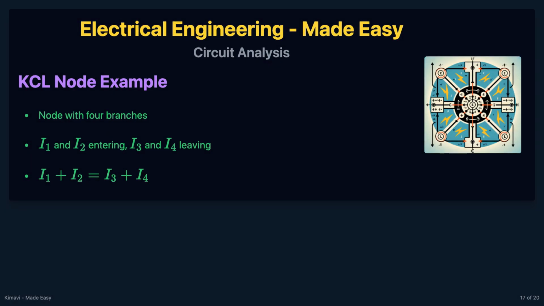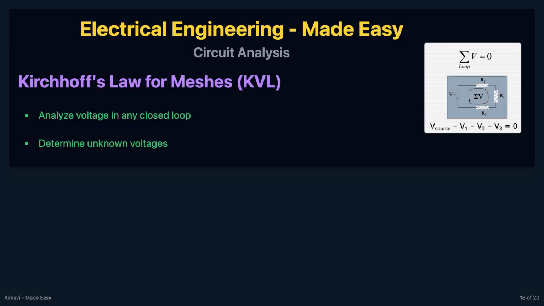In a circuit with a node where four branches meet, with currents I1, I2, I3, and I4, if I1 and I2 are entering the node and I3 and I4 are leaving the node, then according to Kirchhoff's current law, I1 plus I2 equals I3 plus I4. Kirchhoff's voltage law can be applied to analyze the voltage in any closed loop or mesh in a circuit. This law helps in determining unknown voltages in complex circuits.